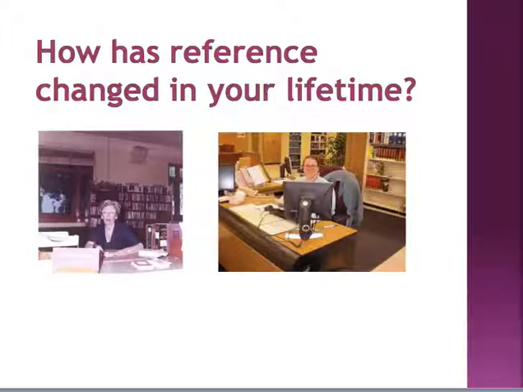So this week we read about shifts in reference services, and I thought it might be fun to think about how libraries have changed since you started using them, and to think about this from a reference perspective as well. So I have set up a discussion area for this very thing.